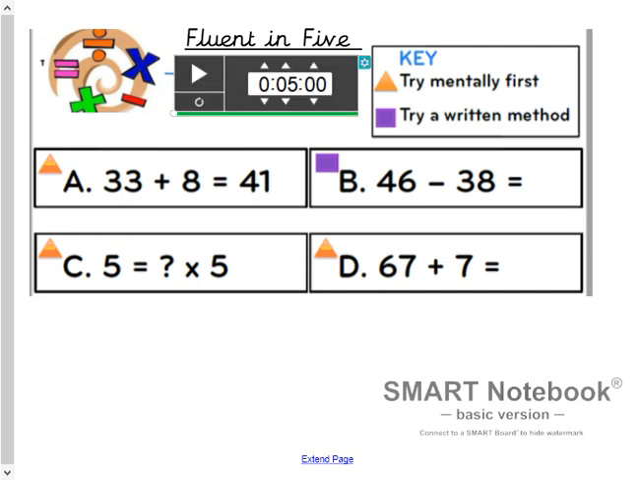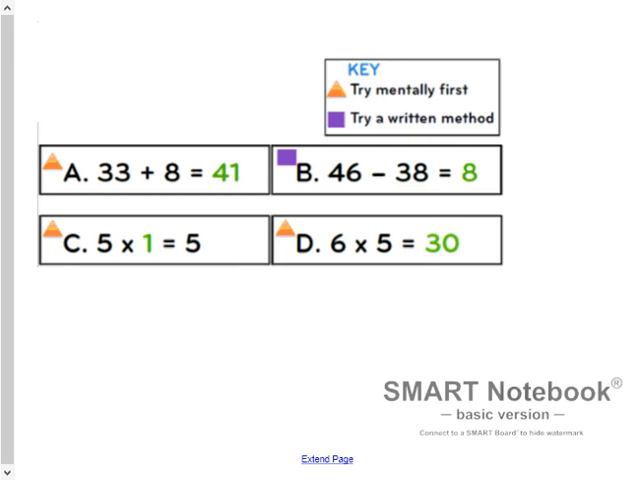So let's get going with our brain warm-up, Fluent in 5. Here we go. Set your timer, and I will see you in 5 minutes with the answer. Welcome back. Here are your answers. Super job.